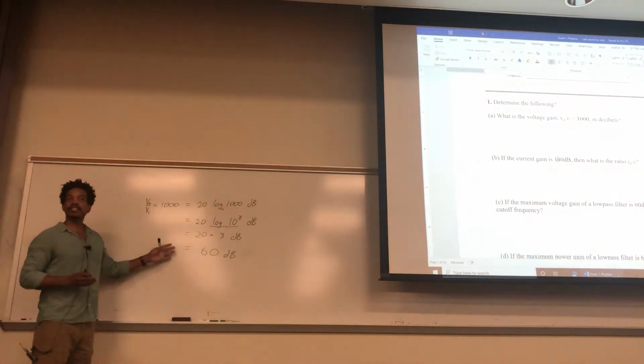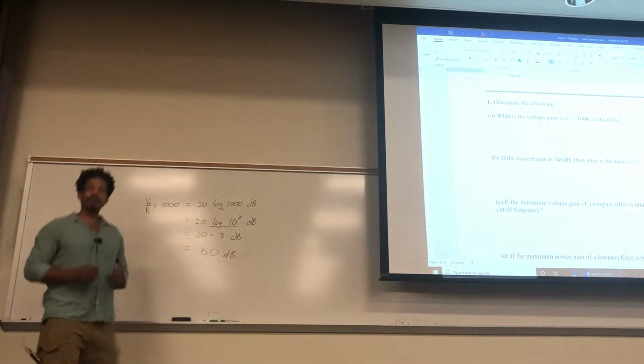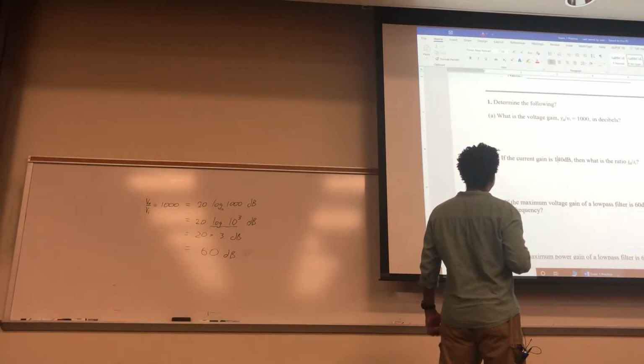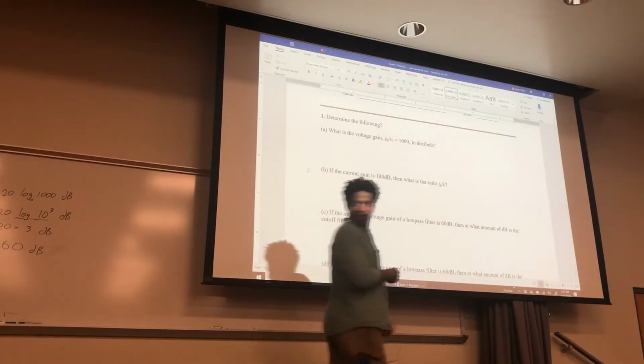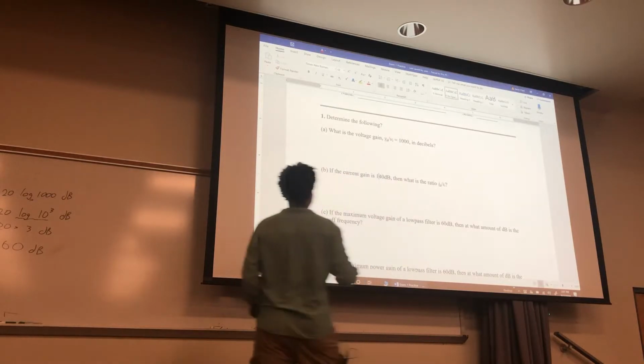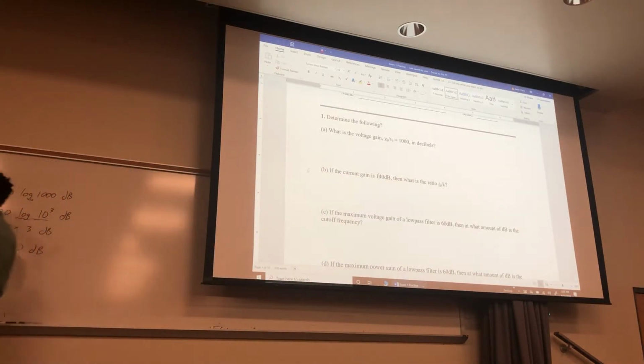Any questions about this? Okay, number 2, or B. If the current gain is 140 decibels, then what is the ratio I out over I in?